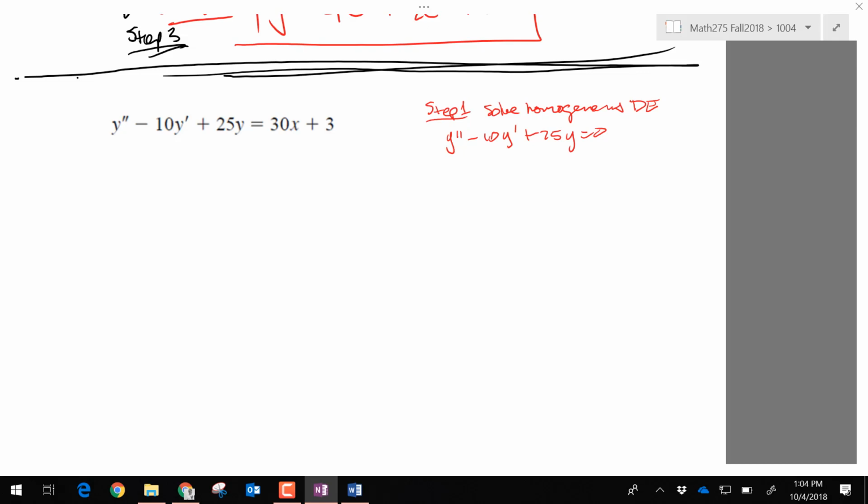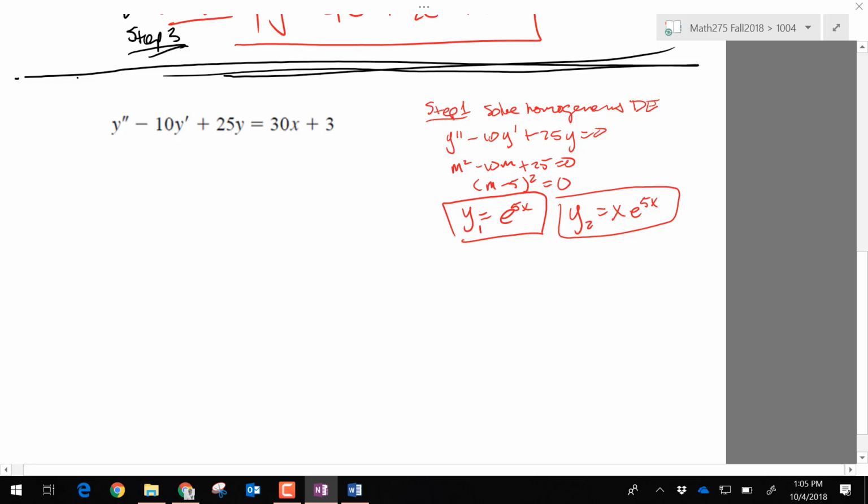So it's a repeated root 5, right? Our characteristic equation is going to be m squared minus 10m plus 25 is equal to 0. And we factor that, we get m minus 5 twice. So we could do the reduction formula, but we know the result there. The result is just we multiply it by x. After you do this enough times, you'll see that your solutions are going to be e to the 5x and then x e to the 5x. Okay, that's our first part.